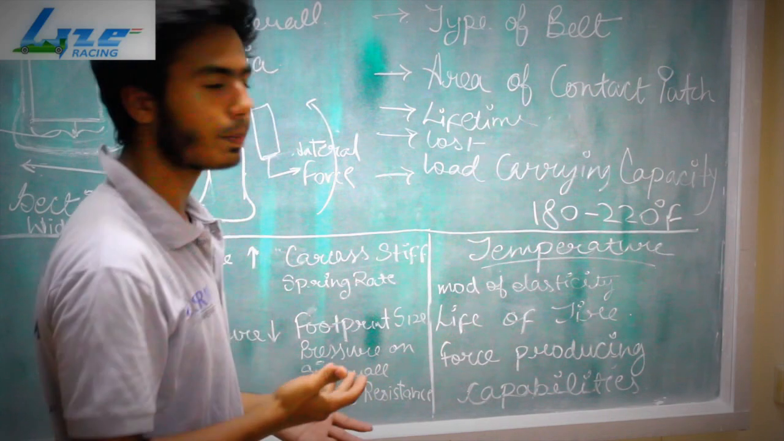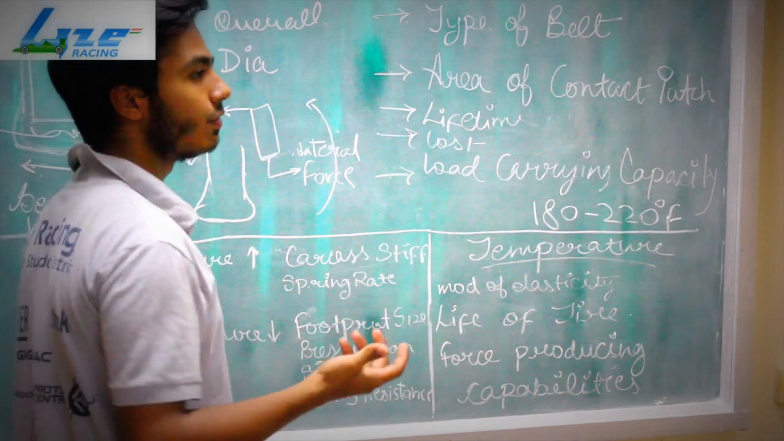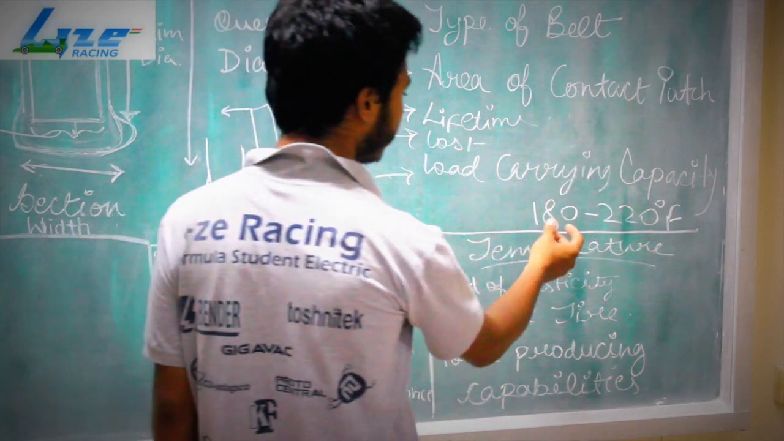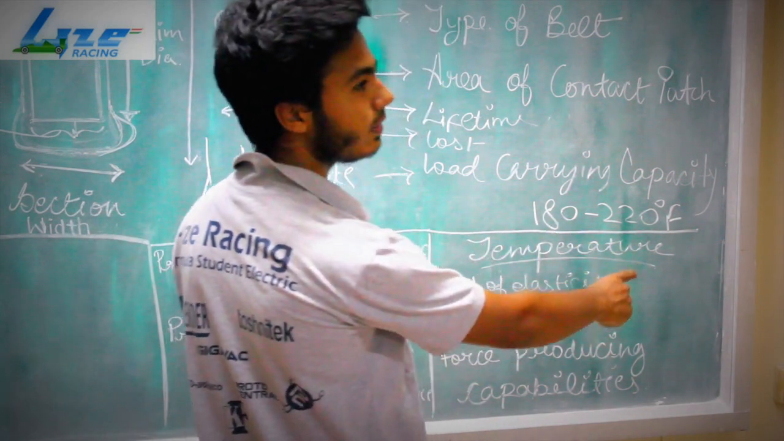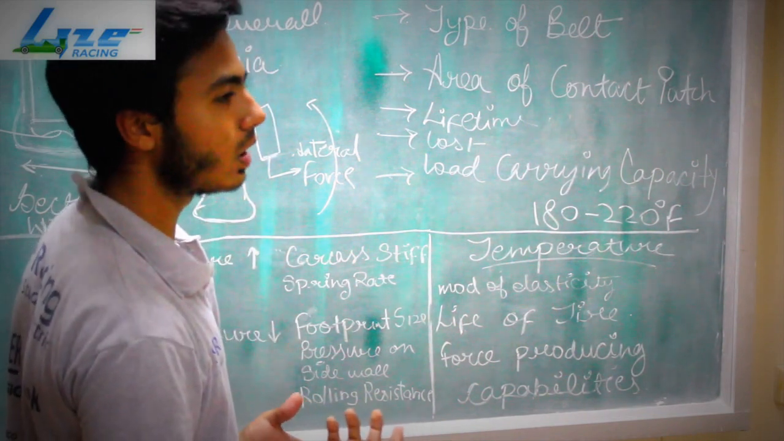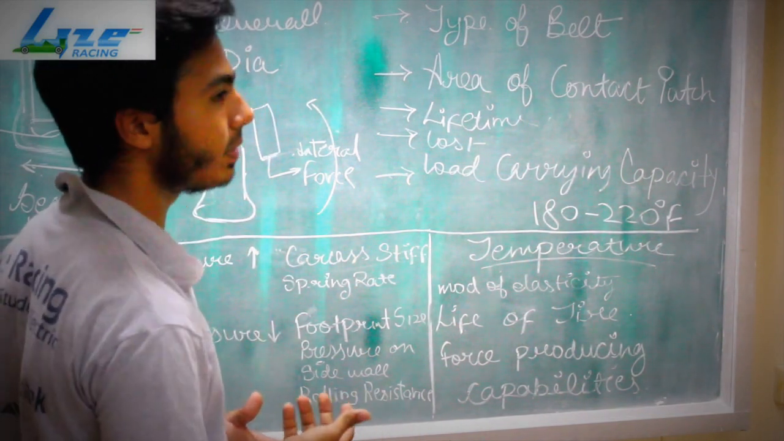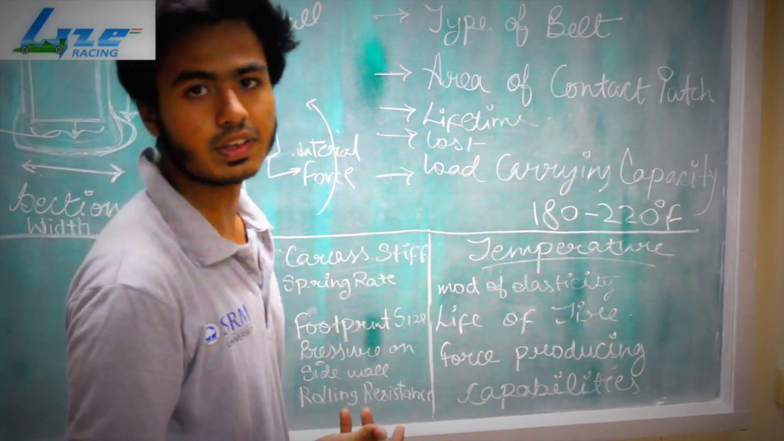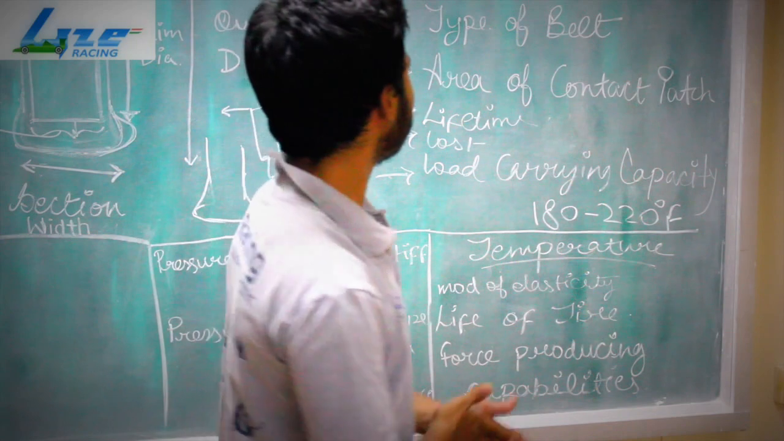That's a contact factor. So in Formula Student racing, what we do here is keep the temperature generally between 180 to 220 degrees Fahrenheit. So that's how temperature affects, and I would be talking about how camber affects the temperature and other alignments, but firstly we'll be discussing all those alignments in the next class. So that's almost all for today.